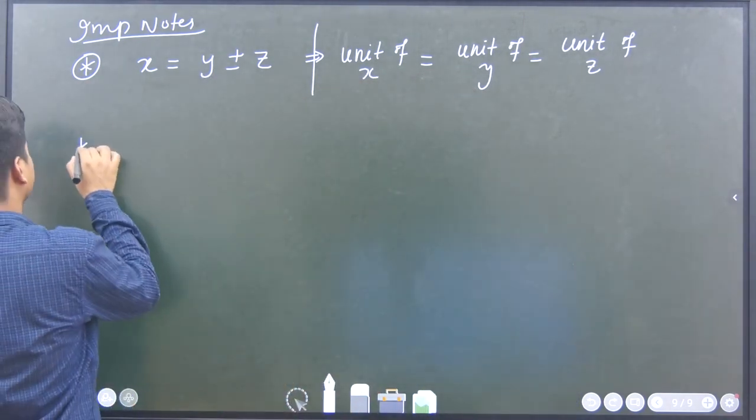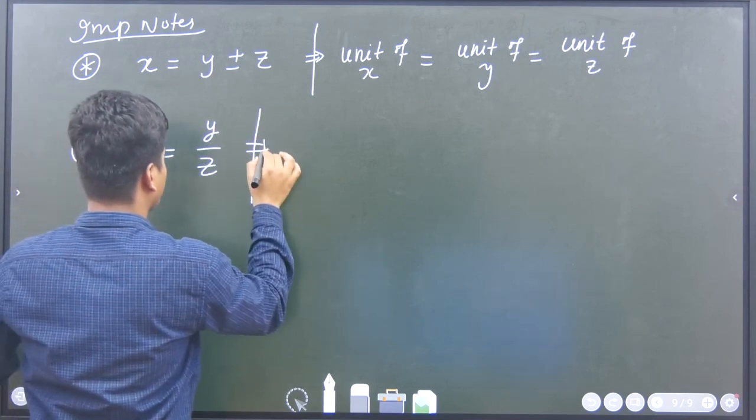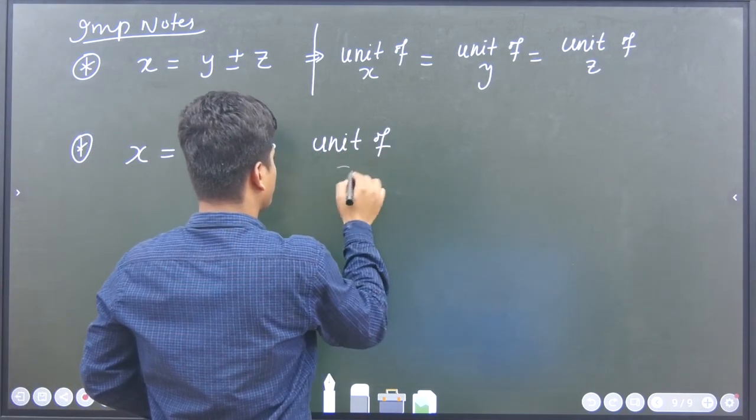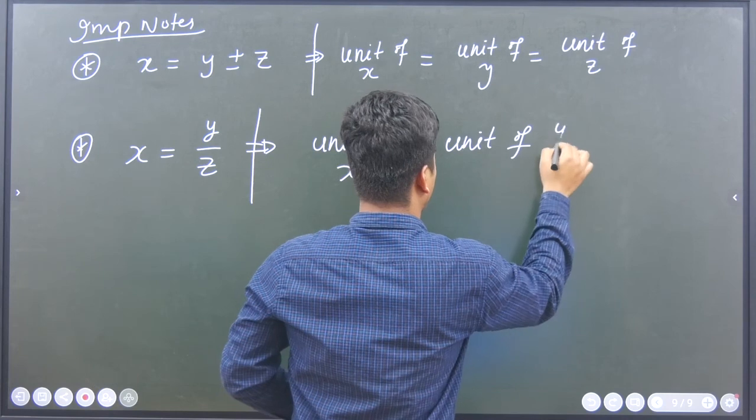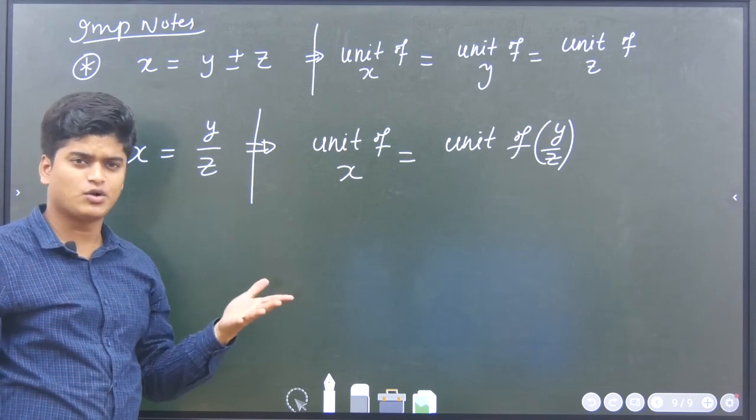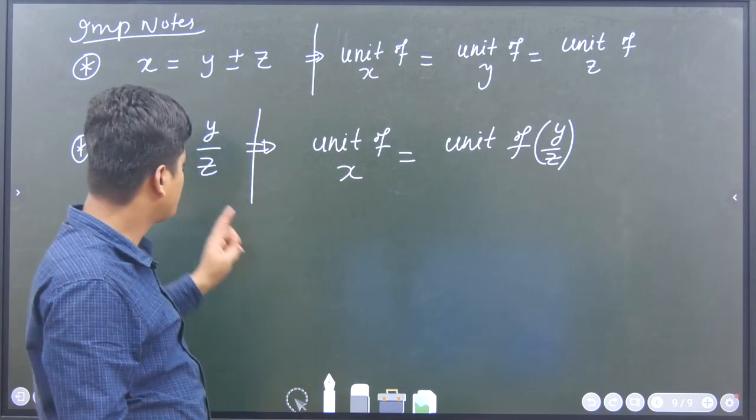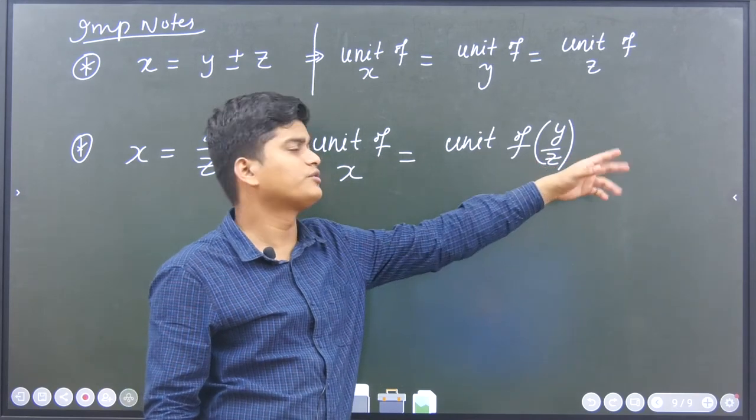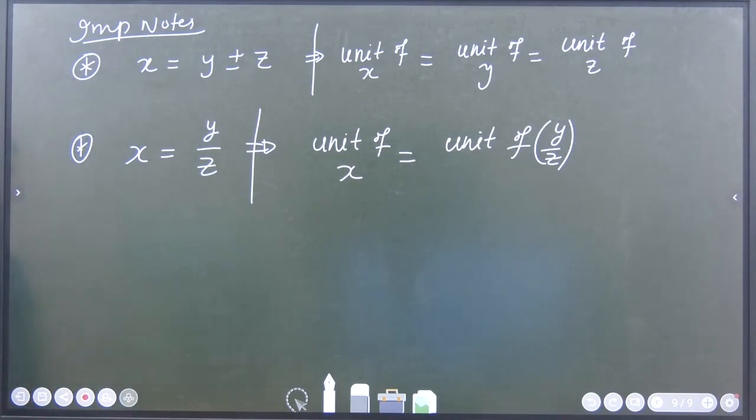And suppose I write here x equal to y by z. So in this case, what can you understand? You can understand that the unit of x is equal to the unit of y by z, remember. Here y and z can be different physical quantities, but their division should be equal to the unit of x. And remember, unit of x equals unit of y by z, not only unit of y equal to unit of z. We cannot write like that. We write unit of y by z. So this is the condition you must remember here.